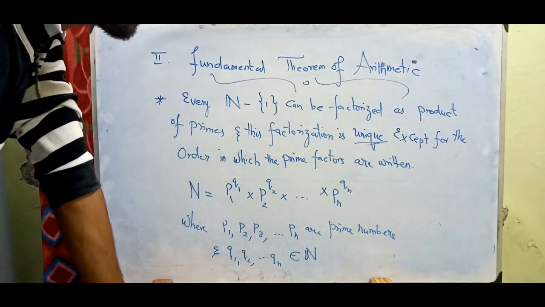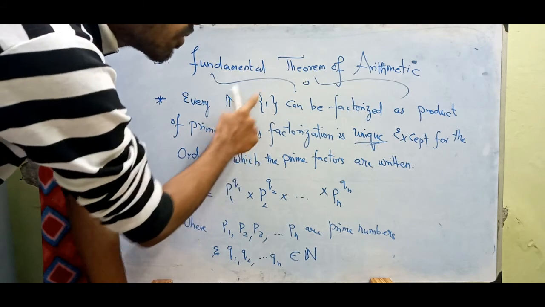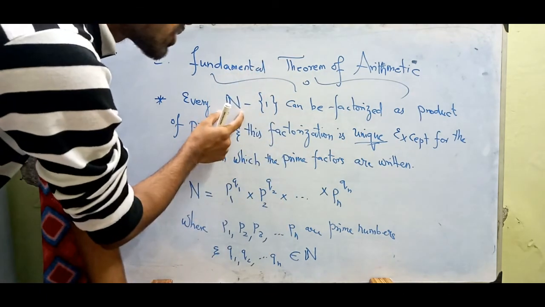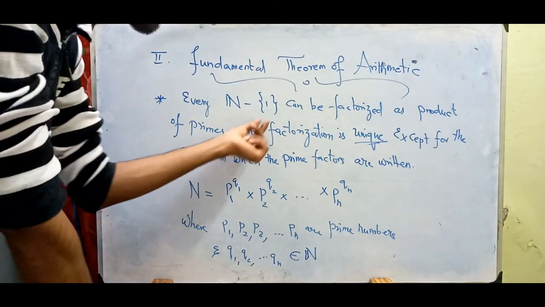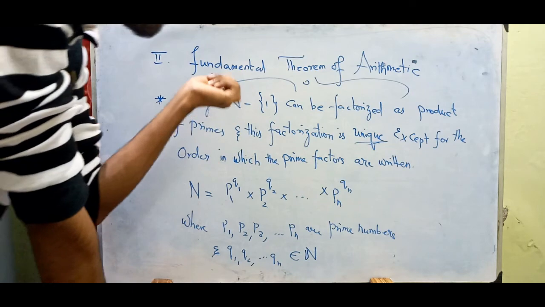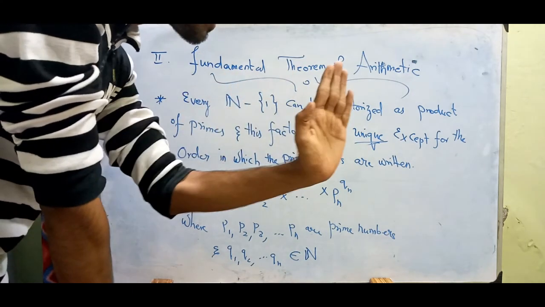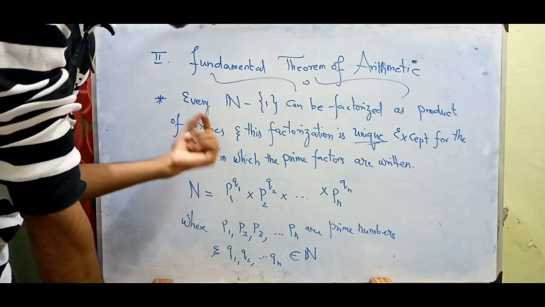I'm going to explain how this works. Every natural number except 1. I'm removing the number 1 from the natural numbers. We know natural numbers are listed as 1, 2, 3, 4 and so on. So I'm removing only the first number, 1. Apart from the first number, all other numbers can be factorized as a product of primes. This is nothing but a composite number.